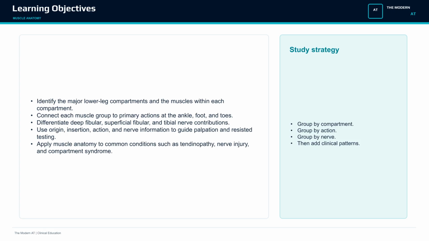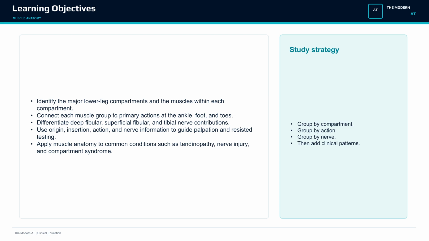These objectives are the roadmap. By the end, you should be able to identify the major lower leg compartments, name the key muscles in each group, and connect those muscles to actions at the ankle, foot, and toes. You should also recognize the basic nerve patterns for the deep fibular, superficial fibular, and tibial nerves. The bigger goal is clinical application.